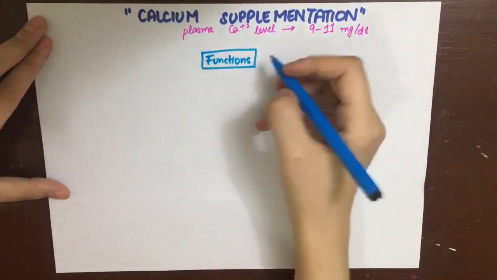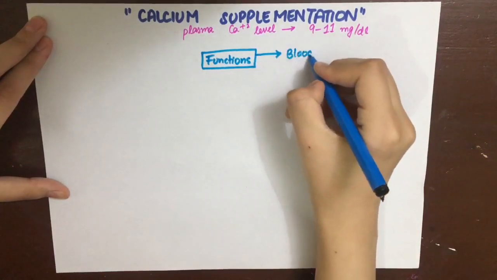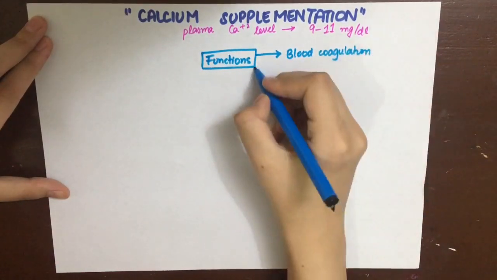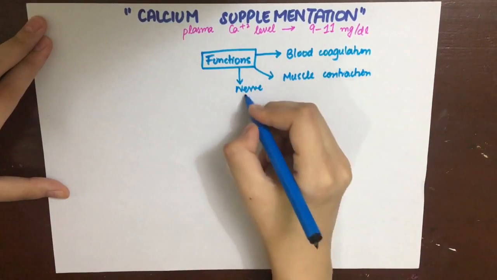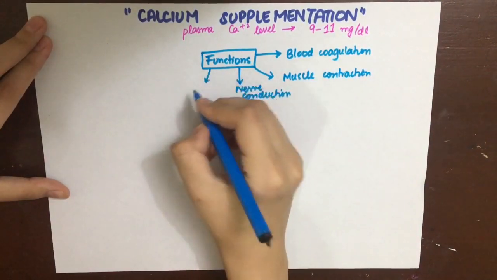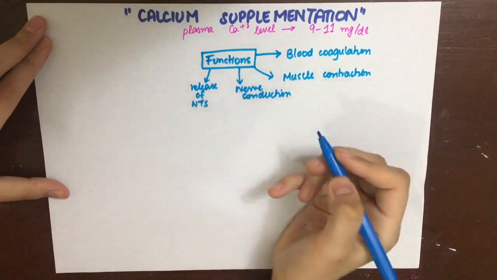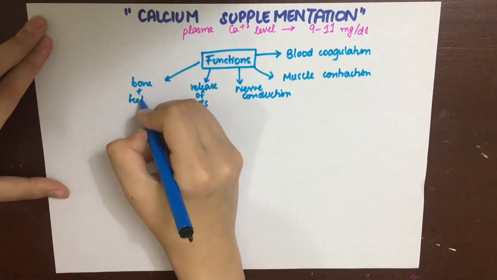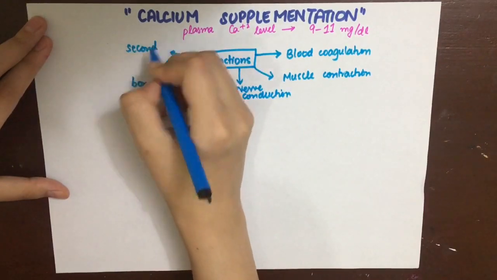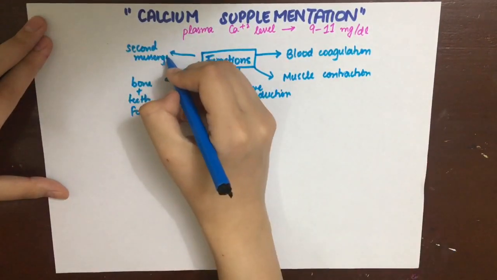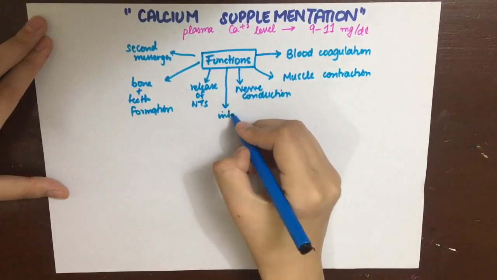Calcium is involved in blood coagulation, muscle contraction, nerve conduction, release of neurotransmitters from the neuronal membrane, and bone and teeth formation. It also acts as a second messenger and plays a role in maintaining the integrity and permeability of the cell membrane.